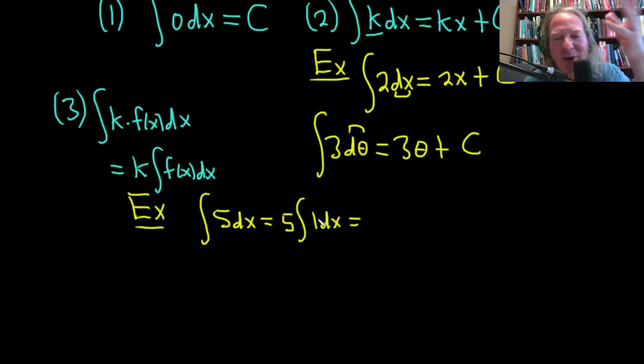The integral of 1 is x. So to integrate 1, you just use this rule, right? So you just put an x next to it. So you just get 5x plus c. So a pretty useless move here, right?